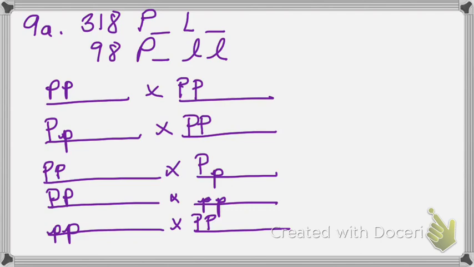Now the trait for the recessive allele, for the L's, is a little bit more simple. That one is giving us a 3-to-1 ratio. So we know that in order to get a 3-to-1 ratio, you're going to have this cross. That's going to give you the 3-to-1 ratio.